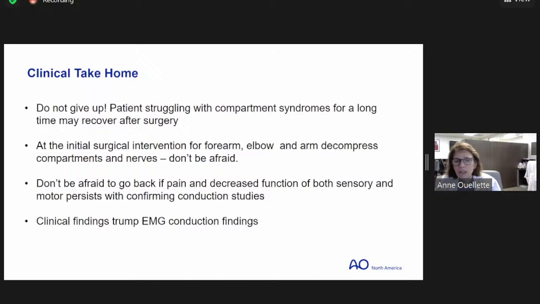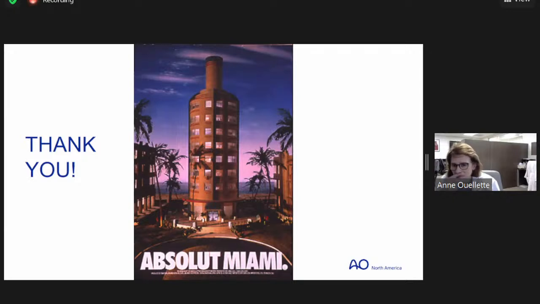So the bottom line is, don't give up. These long-term compartment syndromes are there. But for all you trauma surgeons, and all of us doing trauma at level 1 centers, release everything. Release it all while you're doing your initial fixation. Don't be afraid to release the ulnar nerve at the elbow and all these kinds of things. But in the end, don't be afraid to go back. And the clinical findings trump the EMG nerve conduction findings. So don't use your EMG as a gold standard. It's really the clinical exam. Thank you.